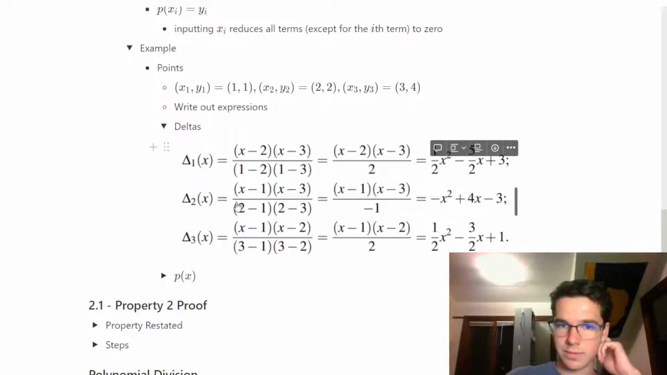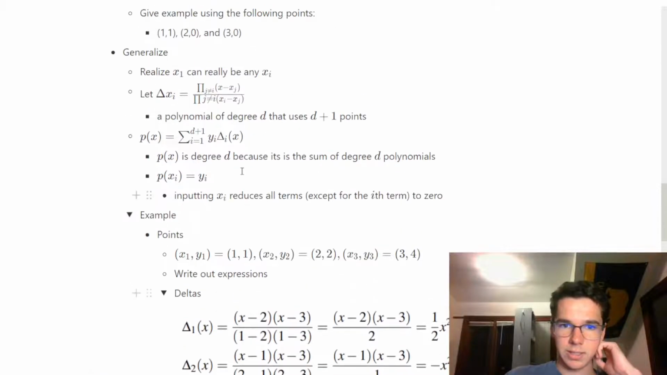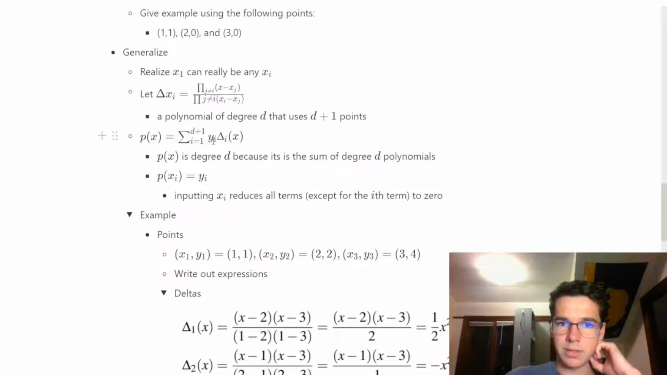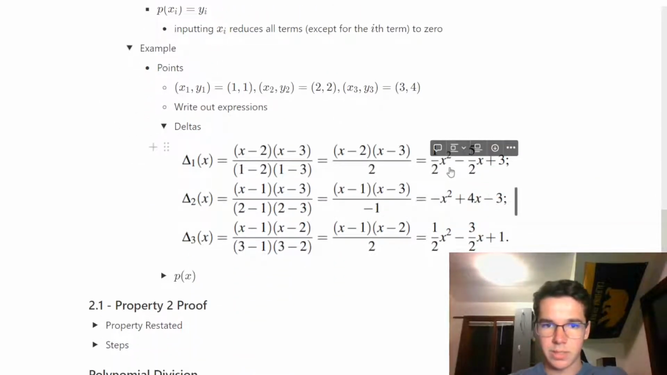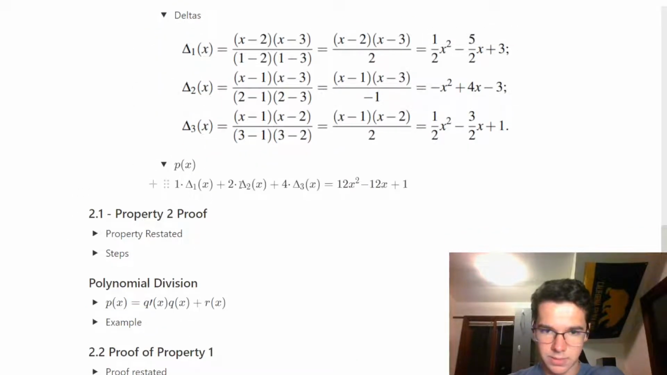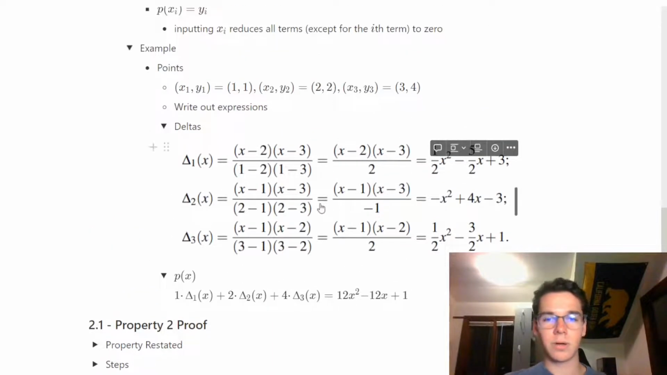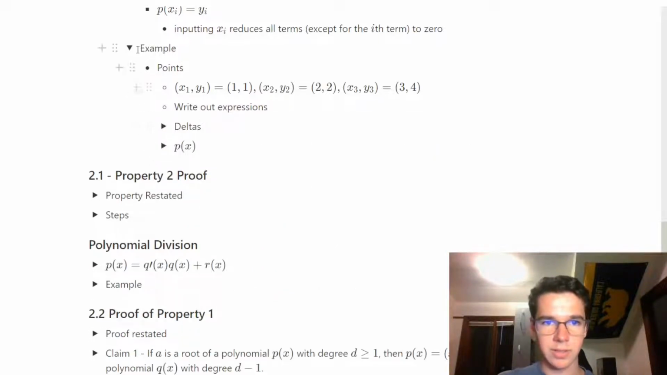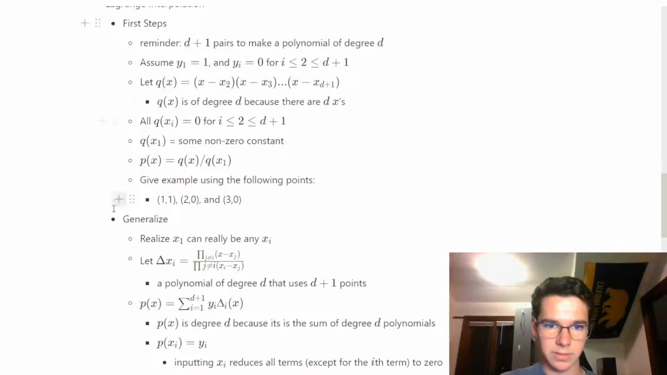Then from here, all we have to do to obtain p of x, if we reference this equation, is to multiply each of these delta x polynomials by their corresponding y values. So for example, delta 1 of x will be multiplied by 1, delta 2 of x will be multiplied by 2, and we can sort of see that here. And this will be the resulting polynomial that will pass through all of these points. Okay, so hopefully at least the construction of the polynomial makes some sort of sense.